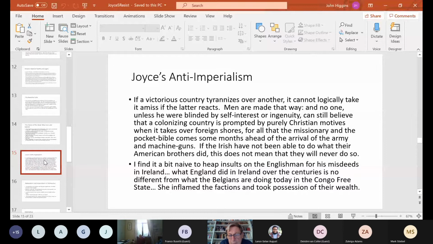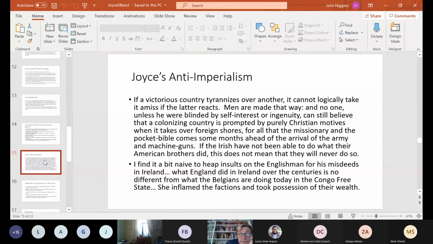If the Irish have not been able to do what their American brothers did, this does not mean that they will never do so. In other words, to have a liberating revolution that releases them from the grips of the colonial power." "I find it a bit naive, though, to heap insults on the Englishman for his actions in Ireland. After all, what England did in Ireland over the centuries is really no different from what the Belgians are doing today in the Congo Free State. She inflamed the factions and took possession of the wealth."